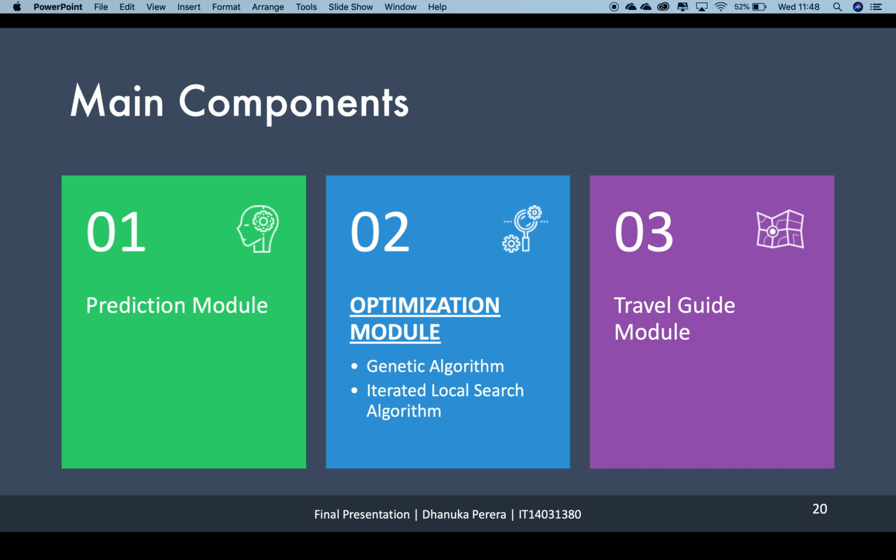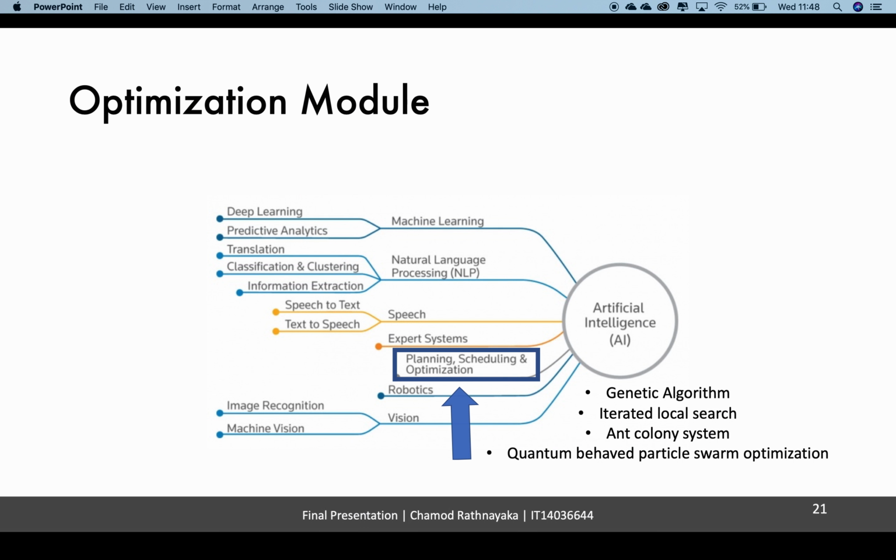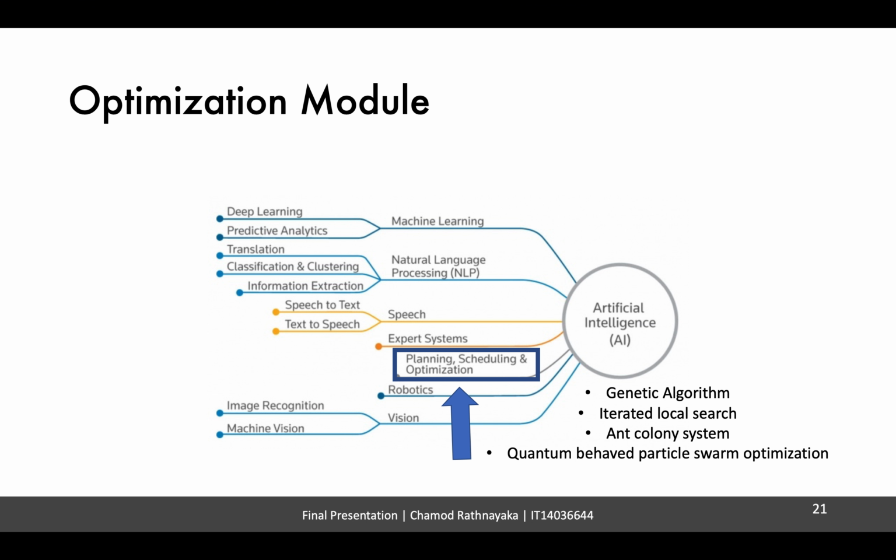Then we are going to do the optimization module. So basically from the optimization module, what we are expecting is, after we get the prediction details, we are trying to optimally allocate the tourists for each location. For that, we are using two optimization algorithms. One is the genetic algorithm and the next one is the iterated local search.